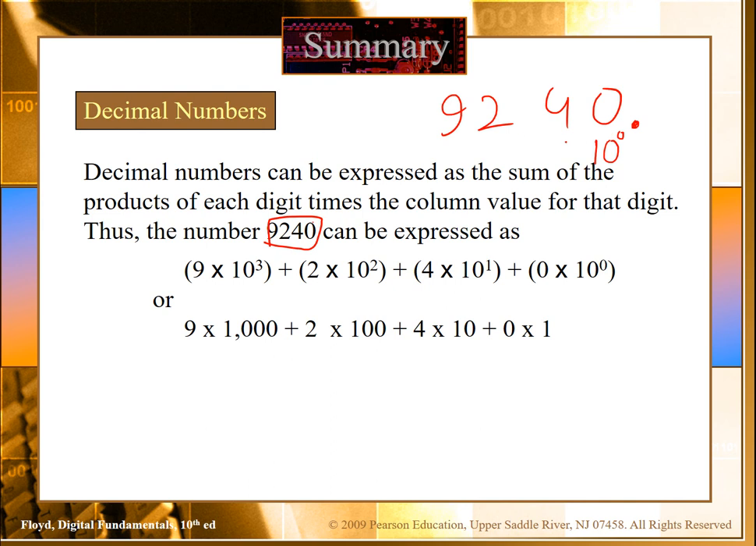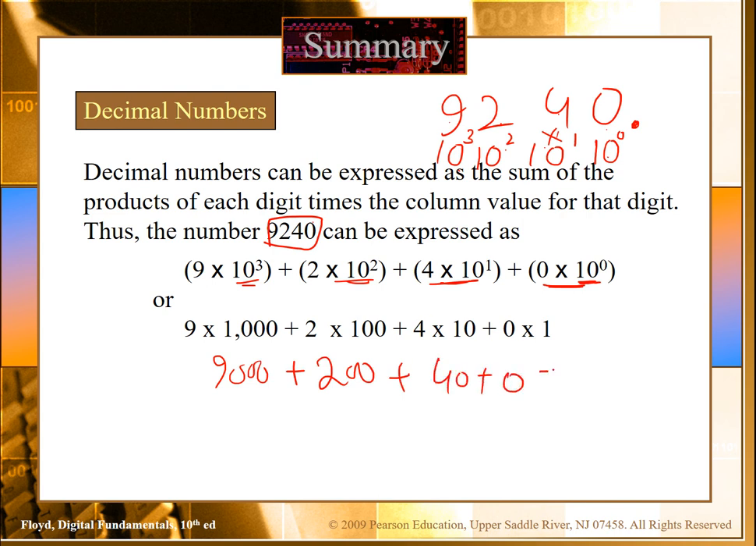Okay, so the second one will be 1, this will be 2, and this will be 3. Basically we can write it this way: 0 multiplied by the power of the base, plus 4 multiplied by this one, 2 multiplied by this one, 9 multiplied by this one. So 9 multiplied by 1000 is 9000, plus 2 multiplied by 100 is 200, plus 4 multiplied by 10 is 40, and 0. If we add all of them, it will be 9240.